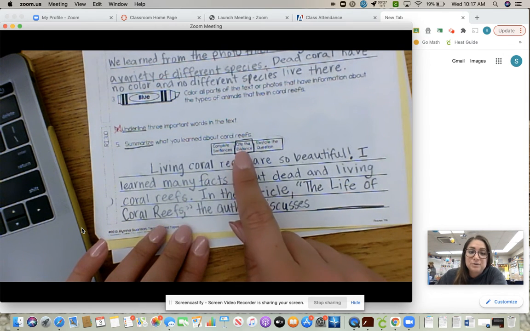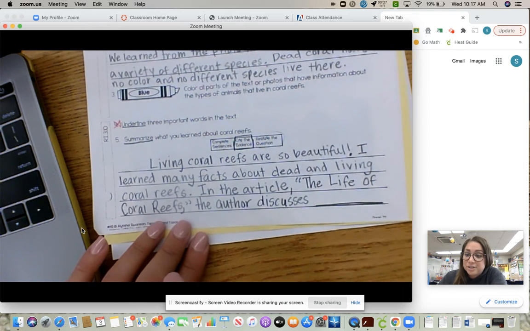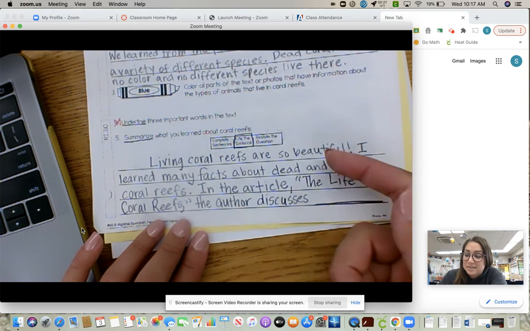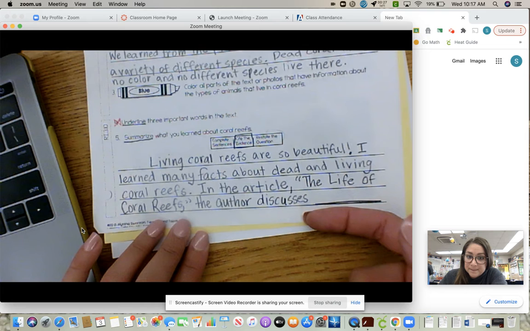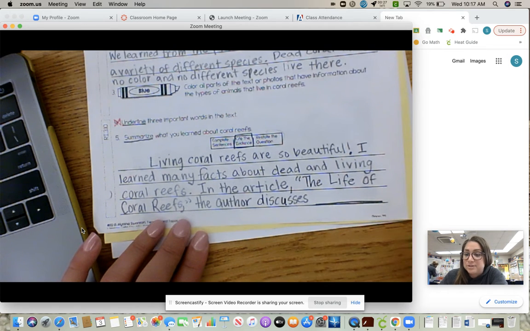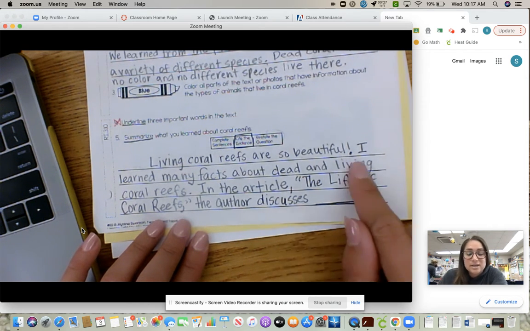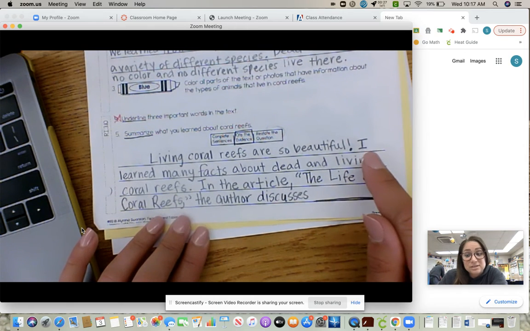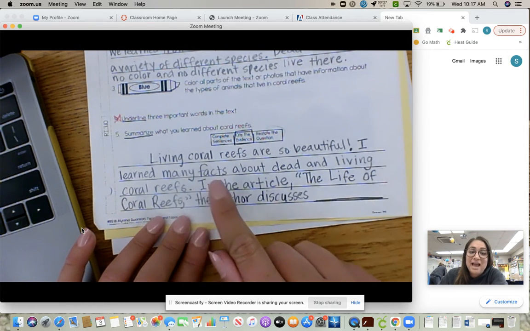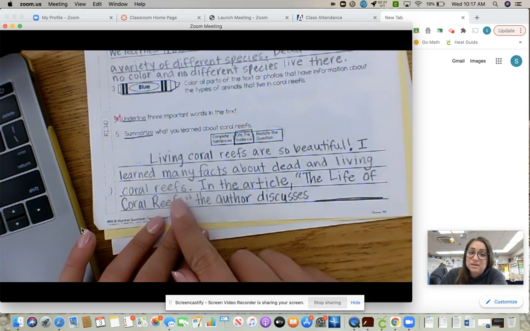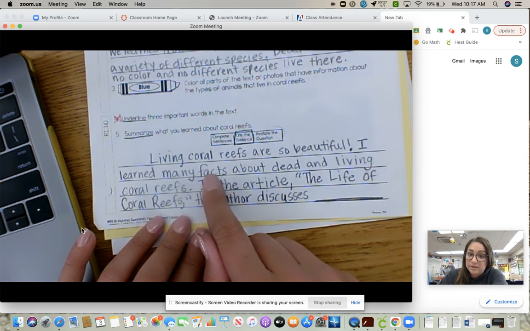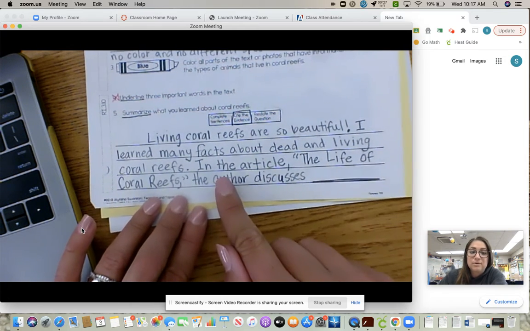Then we can move on to restating our question, which will also include kind of our main idea of our paragraph. So this paragraph is not asking for the main idea of our article. It's just having you summarize, which means you need to write the important details that we learned from the article and not write literally everything. So our next sentence, which could be used as our topic sentence: I learned many facts about dead and living coral reefs. Everything we write about is now going to be tied back to facts, which are real, about the dead and living coral reefs.